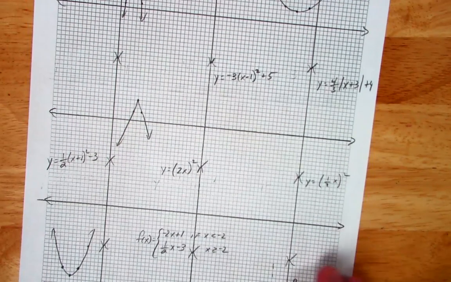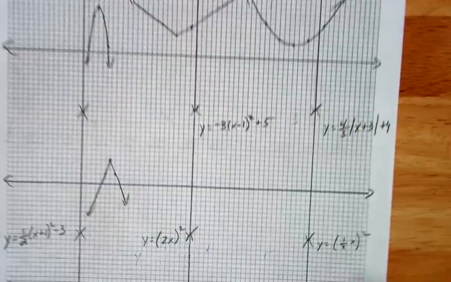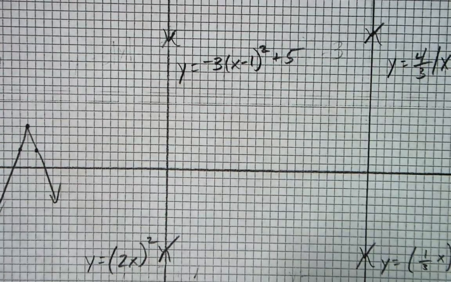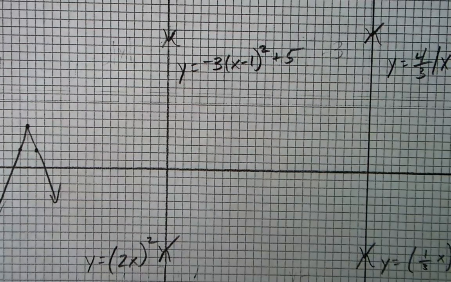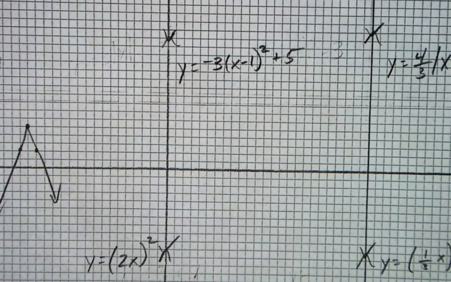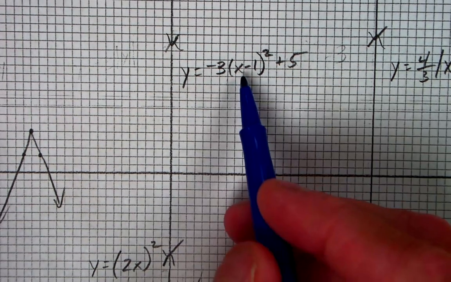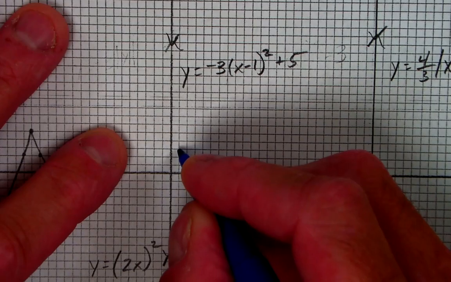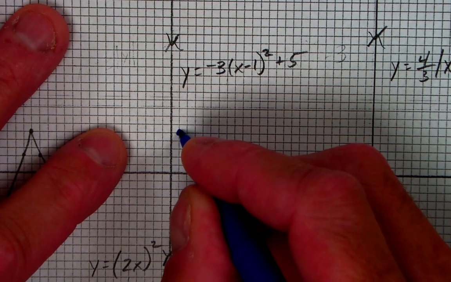Okay, let's do the one in the middle of the second row. Okay. -3 times quantity x minus 1 squared plus 5. Okay. Where should I start? Where's my vertex on this one going to be? Right 1, up 5. So 1, 5. 1, 1, 2, 3, 4, 5.